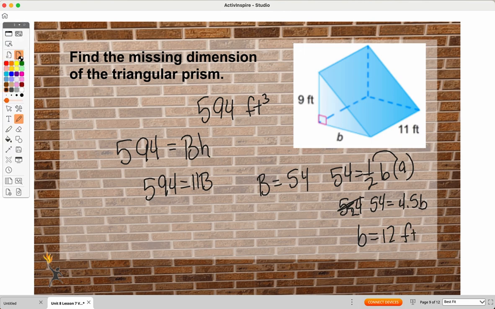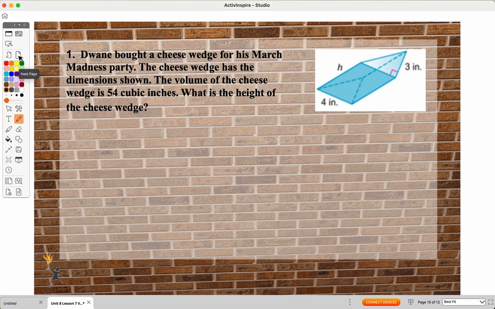Okay? All right. Last little one to take a look at. Actually, we'll have one more after this. So another way to think is the same idea. Dwayne brought a cheese wedge for his March Madness party. The cheese wedge has the dimensions shown. The volume of that cheese is 54 cubic inches. What's the height of the cheese wedge?